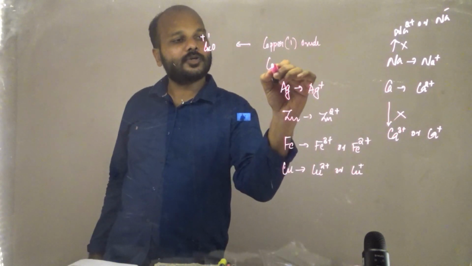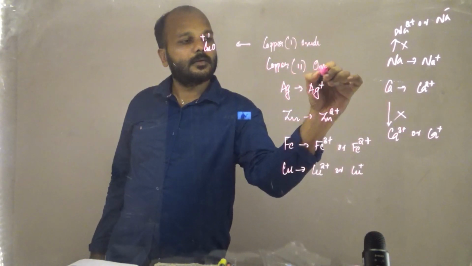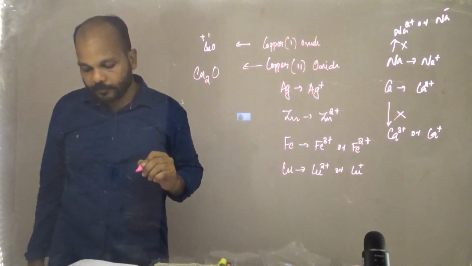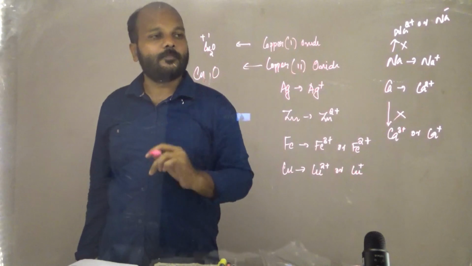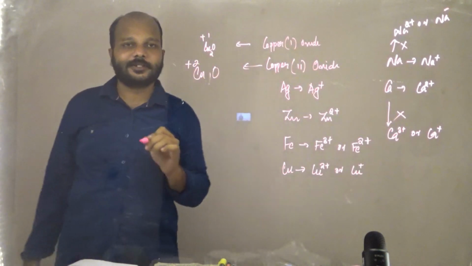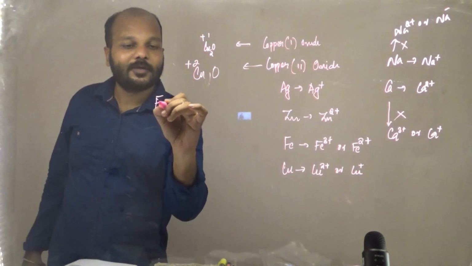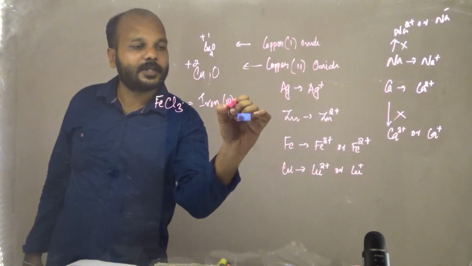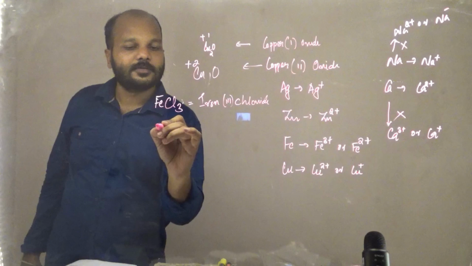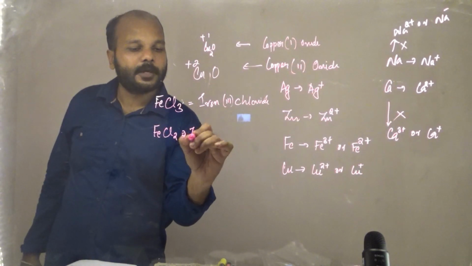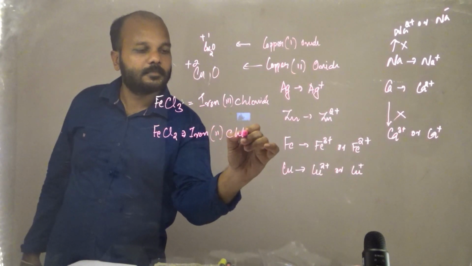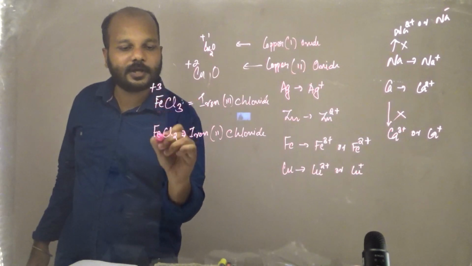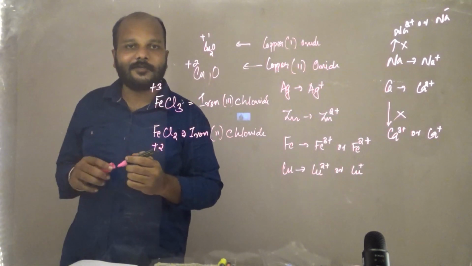Sometimes copper also forms copper(II) oxide, which is CuO. Sorry, here it is Cu2O for copper(I) and CuO for copper(II), because here copper has a +2 oxidation state. And for iron, FeCl3 is iron(III) chloride, and FeCl2 is iron(II) chloride. In the first case iron has a +3 oxidation state, in the second case iron has a +2 oxidation state.